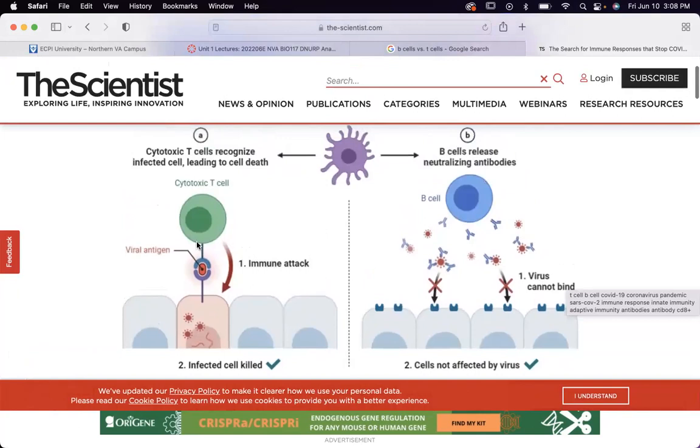Now, T cells recognize an infected cell. And who recognizes the infected cell? You have something called a T helper, also known as a CD4 plus cell. Your cytotoxic T cell, also known as a T killer, is called your CD8 cell. Now, the CD4 cell, let's have a better picture of that.